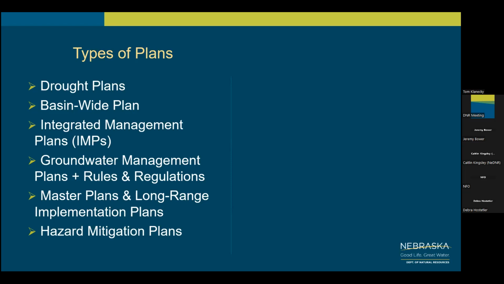They're also required to have master plans and long-range implementation plans. And then they also have hazard mitigation plans, which include more than drought, many of which are also multi-jurisdictional. So some of these NRDs have, it's not just the NRD, but also includes plans for cities within the NRD.